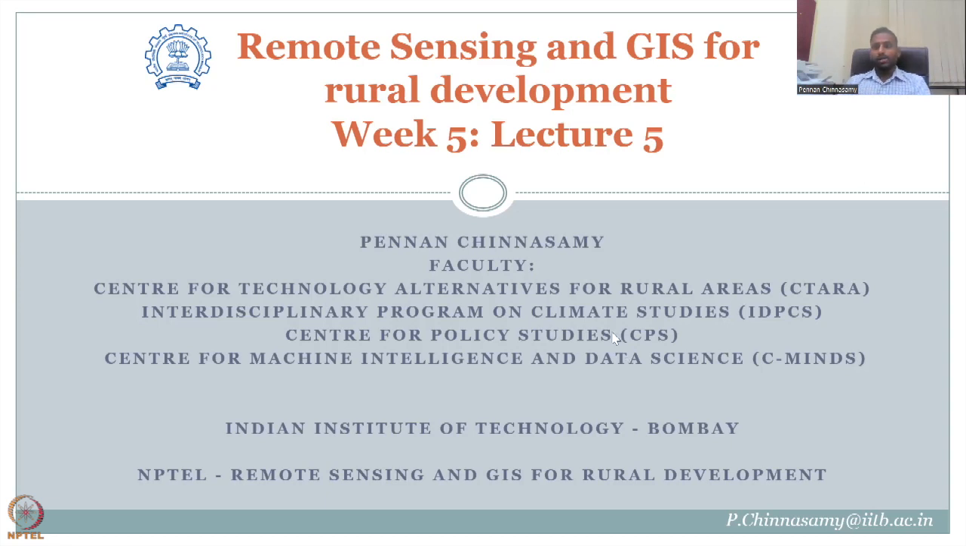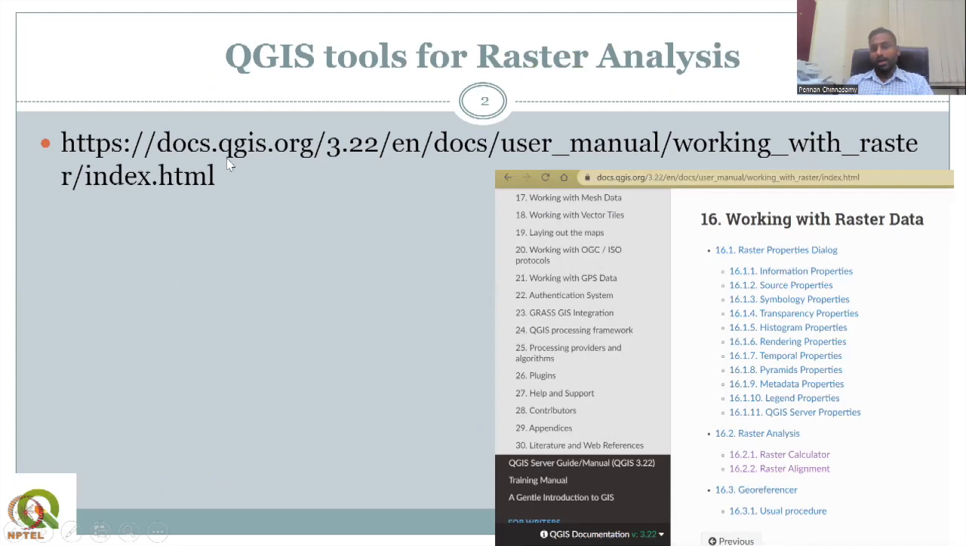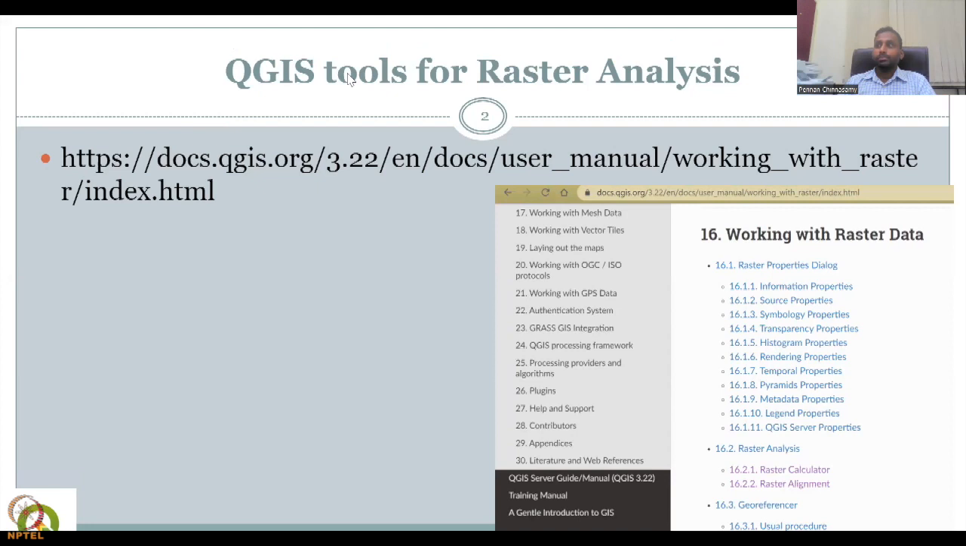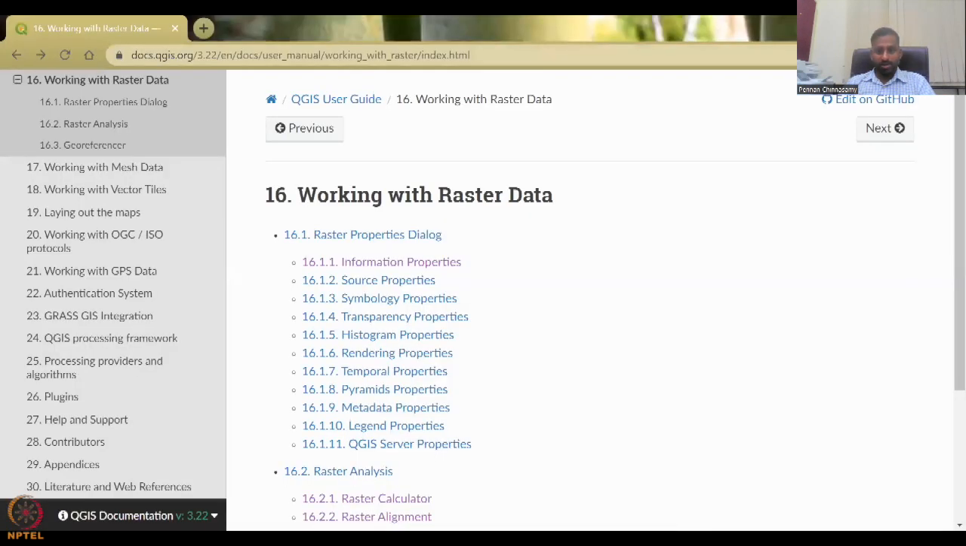So let's start with today's lecture on the link that has been shared already. If you click the link, you will have the working with raster data chapter of the QGIS manual. In the previous week, we saw the 15th chapter, which was working with vector data. Now we will look at the 16th chapter, which is working with raster data. So please allow me to share my screen. There you are. So we have the 16th chapter loaded.